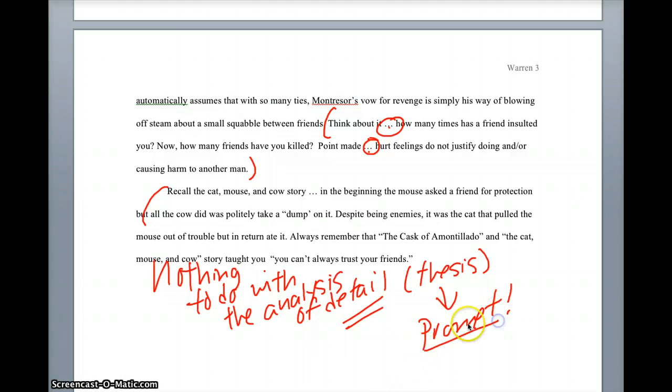If you don't answer the prompt, you don't get a good score. If you don't use a thesis, you don't have a focused paper, and thus you don't get a good score. If you don't support your thesis, you don't get a good score. Bottom line, key to success: answer the prompt in your thesis statement, and then support your thesis with good, clear points and a lot of support from the text.